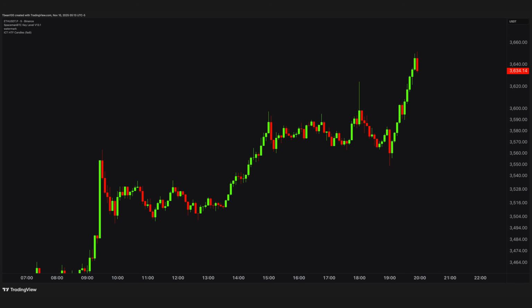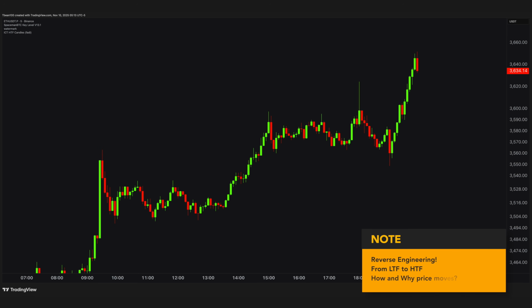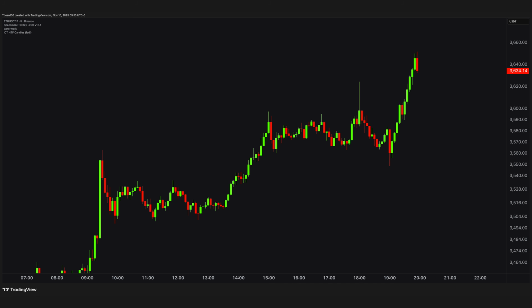What you are looking at here is the 5-minute chart. What we are going to do is a bit of reverse engineering, starting from the lower time frames and working our way up to the higher time frames. By the end of this, you'll understand how to take trades using only high time frames with confidence. Now, pay close attention to this significant price point. It is really important to notice.